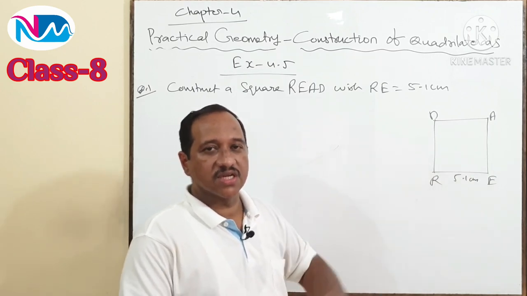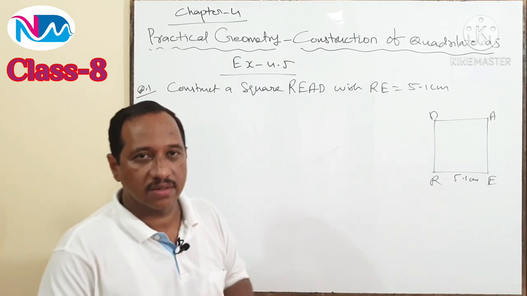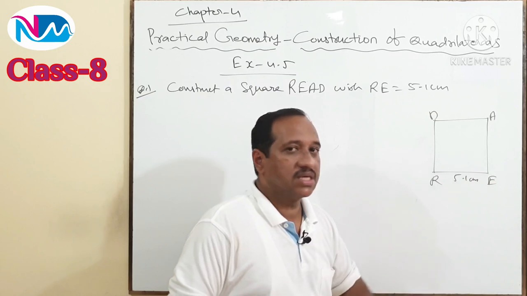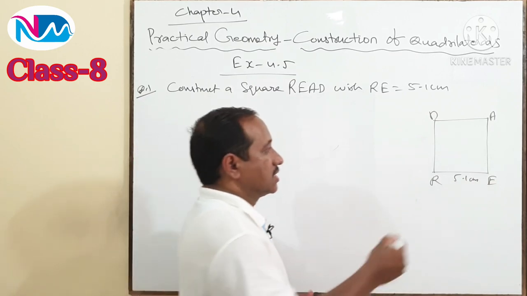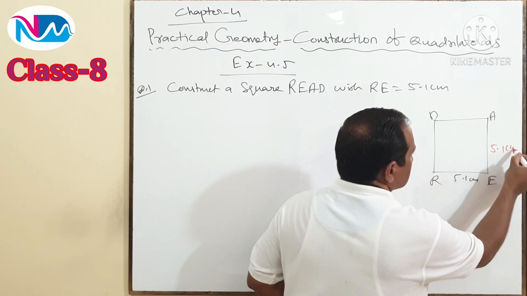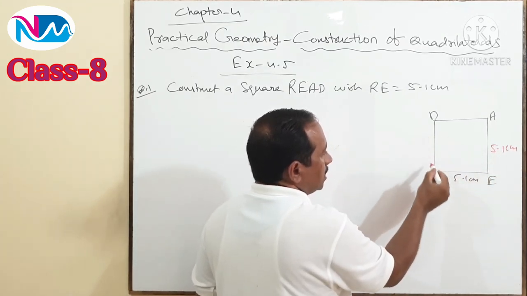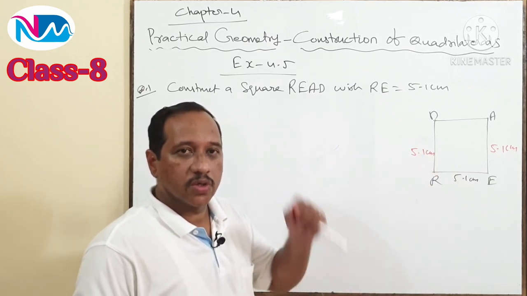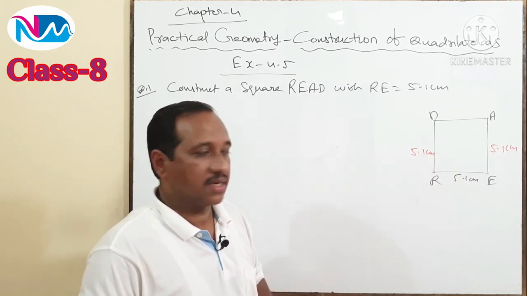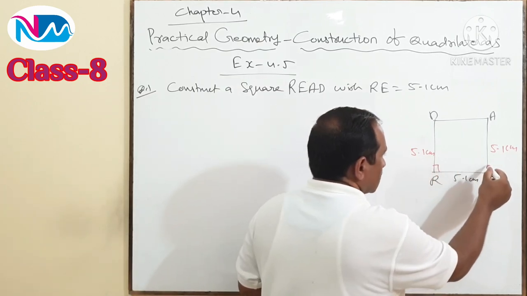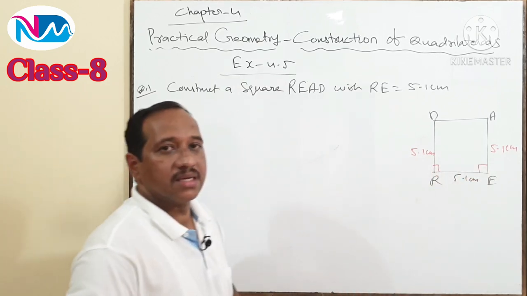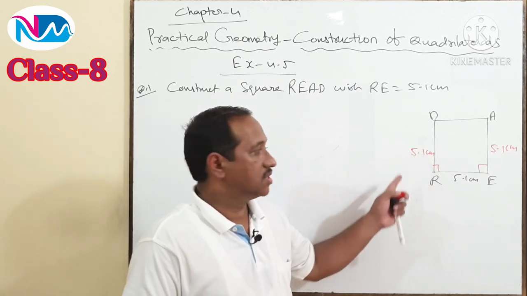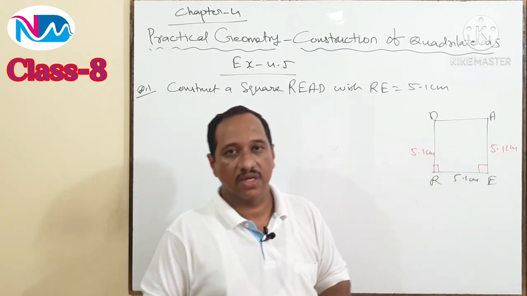To complete this construction, we will use the properties of the square. You know that in a square, all sides are equal. If RE is equal to 5.1 cm, then EA is also equal to 5.1 cm, and DR is also equal to 5.1 cm. Also, you know that each angle of the square is a right angle. So angle R as well as angle E are 90 degrees each. Hence, here we can use the method of 3 sides and 2 angles.